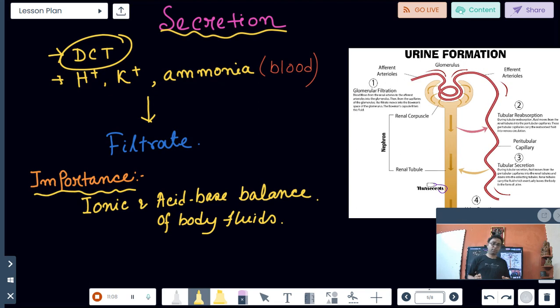So these are the three important processes we discussed in this topic, the urine formation methods. We understand that urine formation takes place in three important steps: number 1 glomerular filtration, second reabsorption, and number 3 the secretion process, right?